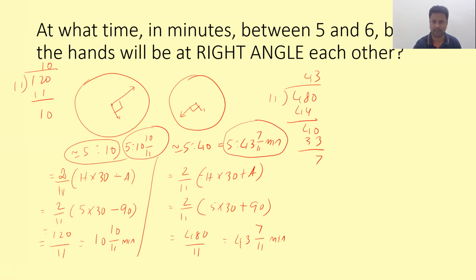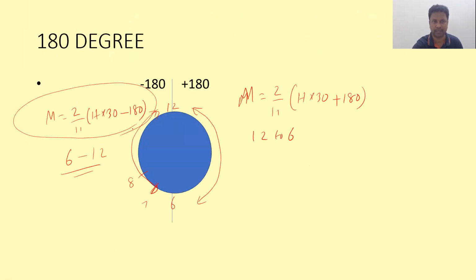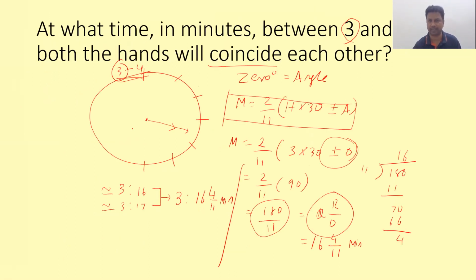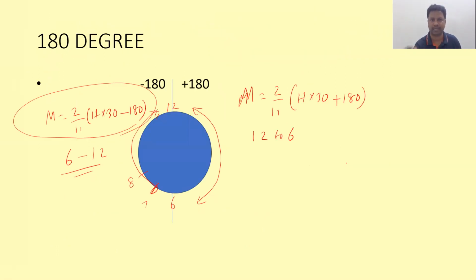Any doubt how to find? In one second, we can recall it. 0 degree means only one answer will come, so plus or minus 0, no need to worry about that. 180 means again we will get only one answer. Already we have discussed it. How many 0 degrees in one day? It is 22 times. How many 180 degrees? We will be getting only 22 times. How many 90 degrees will we get in one day? 44 times.